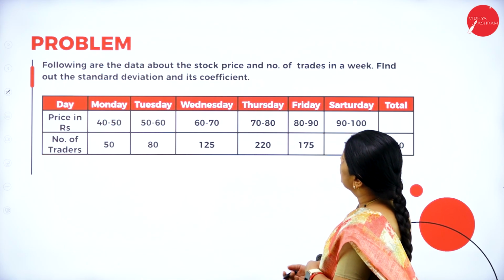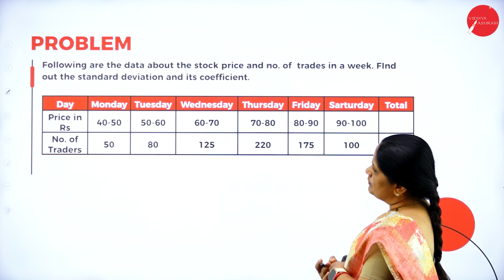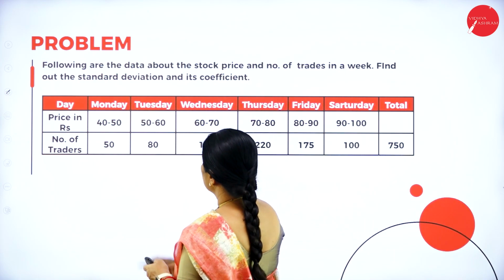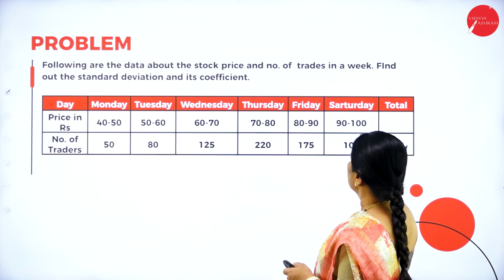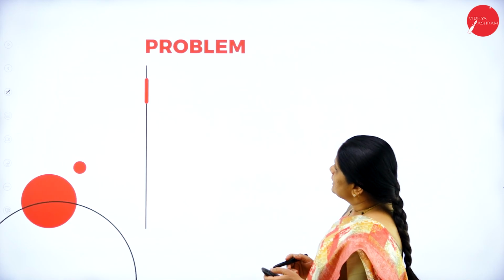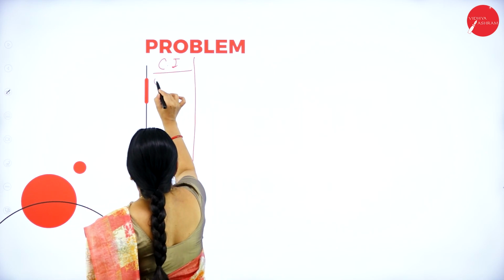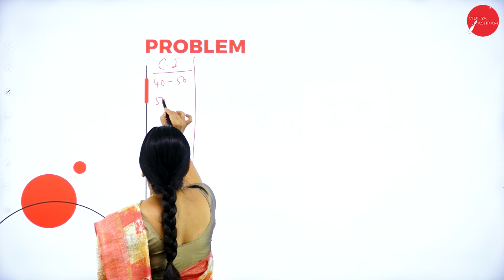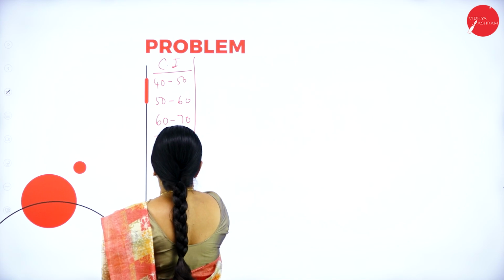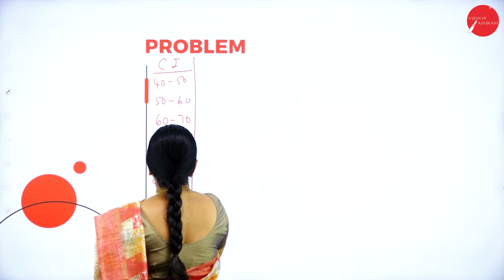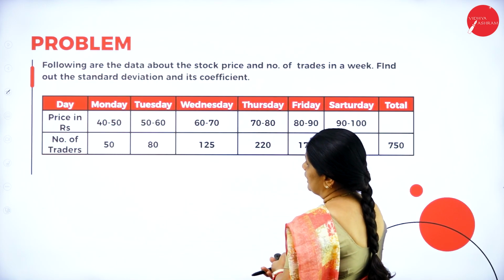Now we have one more problem here. The following are the data about the stock price and the number of trades in a week. Find out the standard deviation and its coefficient. They have given us the problem here. So 40 to 50, 50 to 60, 60 to 70, 70 to 80, 80 to 90, 90 to 100. So we'll write it down here. The class intervals. So we are given the class intervals.